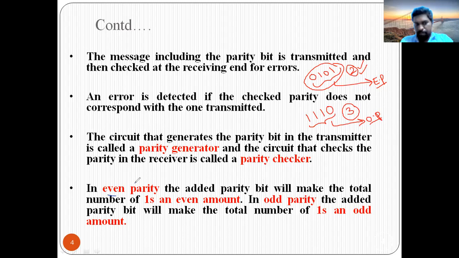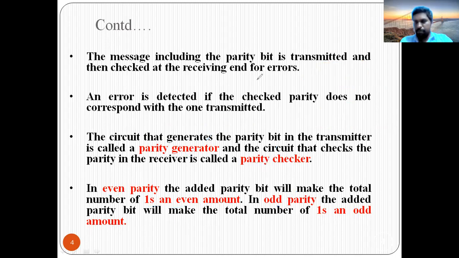In even parity, the ones should be in an even number or even amount, whereas in odd parity, the ones should be in an odd amount. In order to generate the parity, there is a circuit. The circuit that generates the parity is called a parity generator, and the circuit that checks the parity in the receiver is called a parity checker. Always the parity generator circuit will be connected on the transmitter side. Always the parity checker circuit will be connected to your receiver side. Please note down these important points and keep them in your mind.